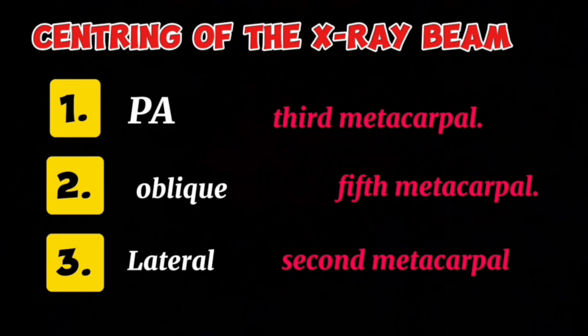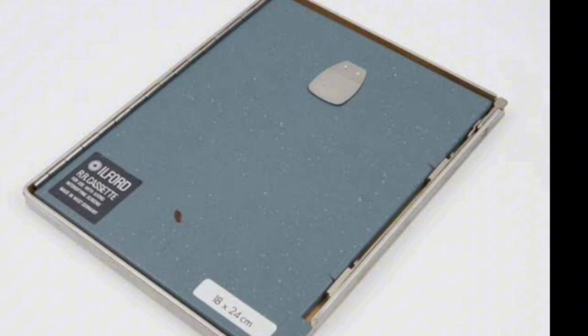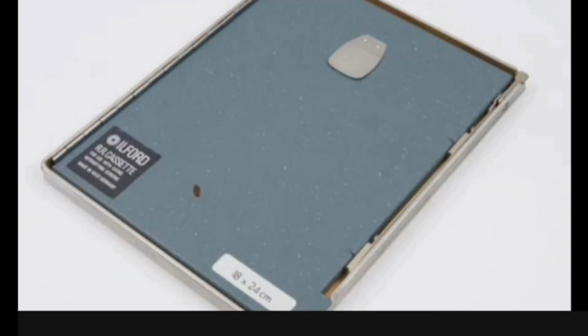Centering of the X-ray beam. 1. PA: third metacarpal. 2. Oblique: fifth metacarpal. 3. Lateral: second metacarpal. Cassette size for hand X-ray: 18 by 24 cm.